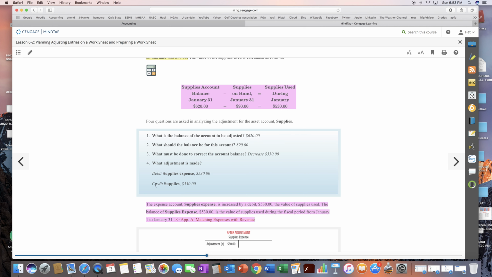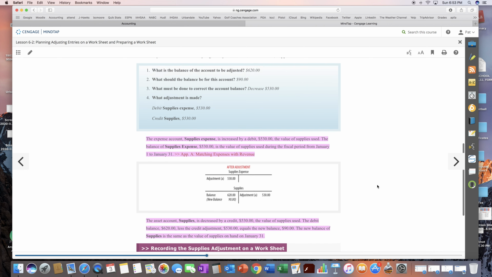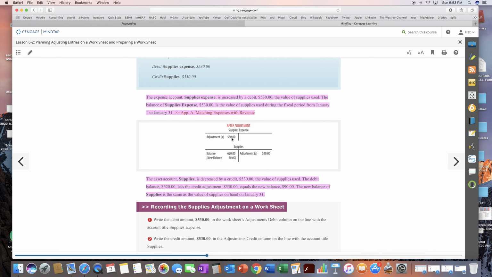How do we make an asset smaller? We credit it, and we debit it in our new account, supplies expense. And so that's what they're telling you here. Supplies expense is debited. We have these little A's by it because when we used to write adjustments on our worksheet, we would label them so you can tell them easier with A's, and the A's go together.